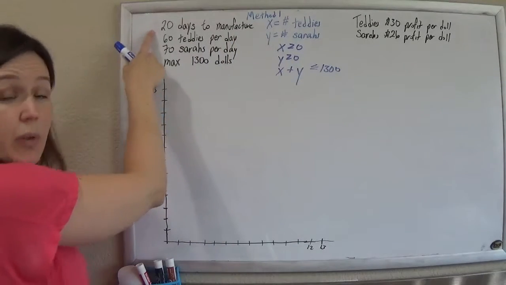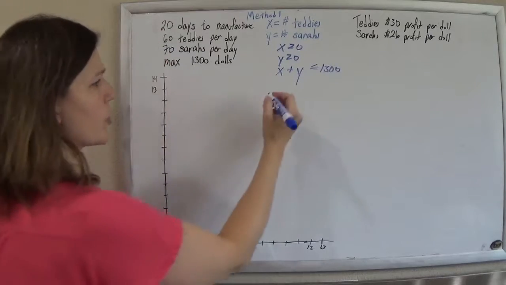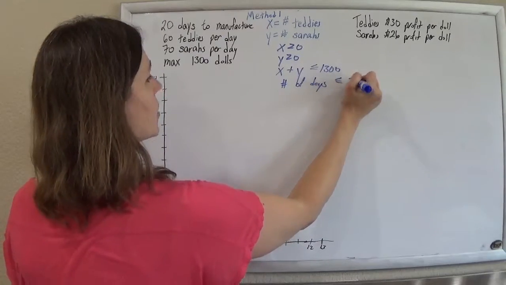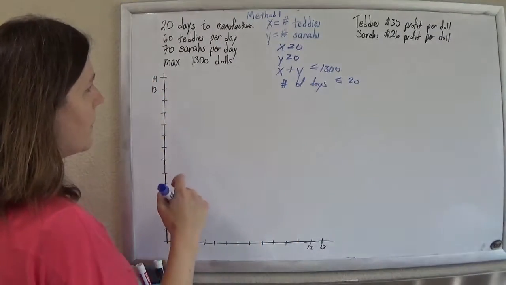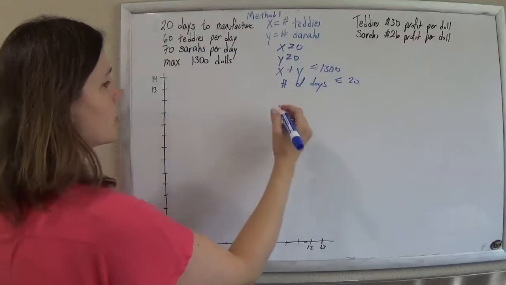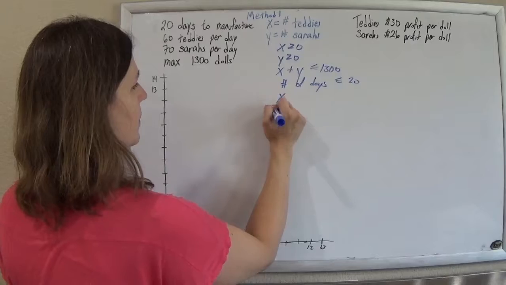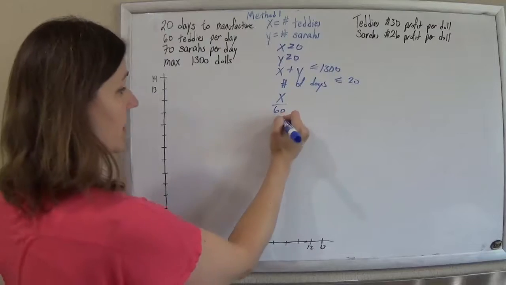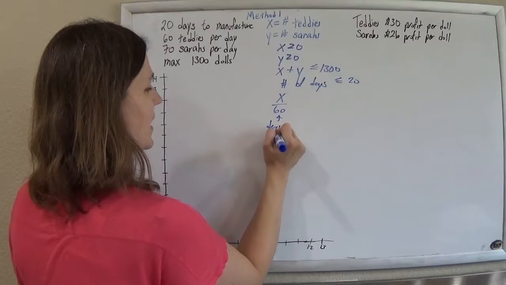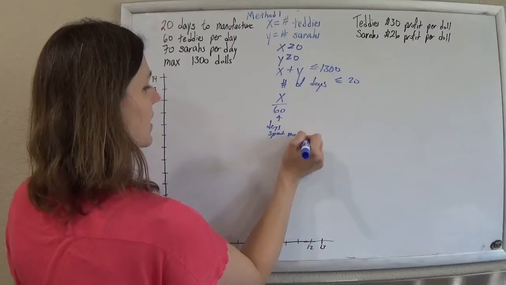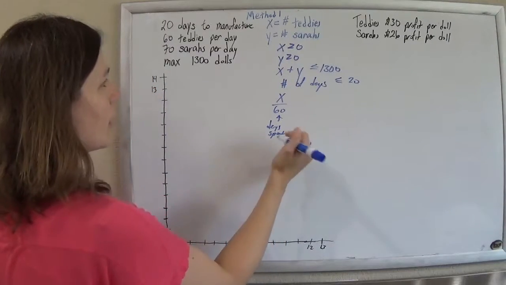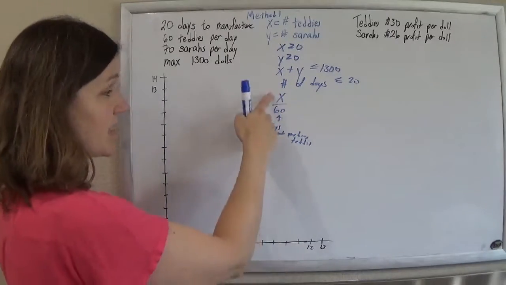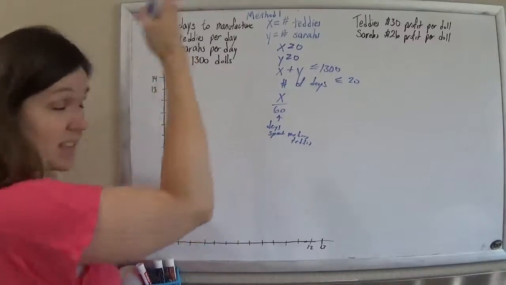My other constraint is that I only have 20 days to manufacture, so my number of days has to be less than or equal to 20. I make 60 teddies per day, so if I take the number of teddies and divide it by 60, that's the days spent making teddies. If I had 120 teddies to make, it would take me 2 days. If I had 60 teddies to make, it would take me 1 day, because I'm making 60 every day.